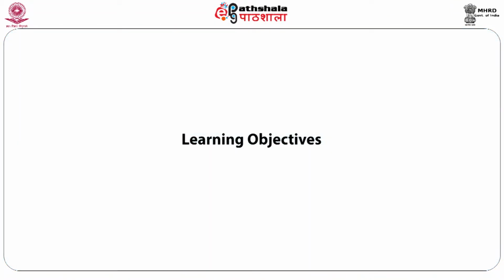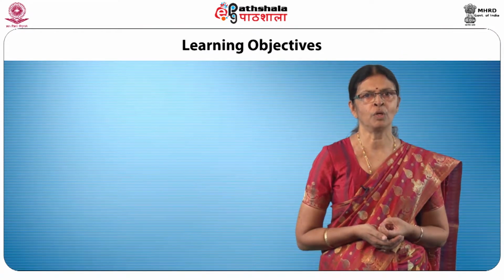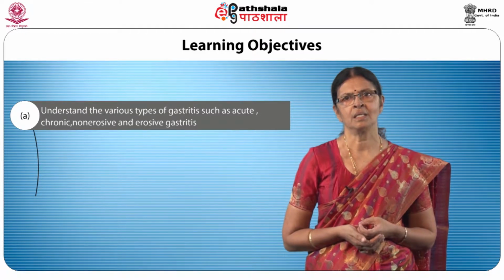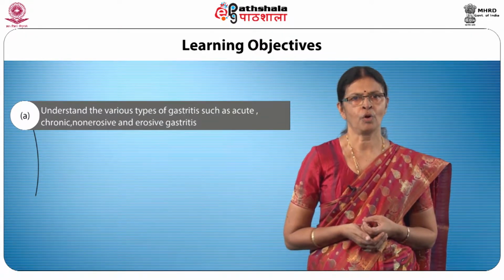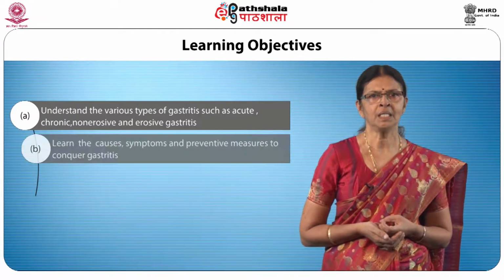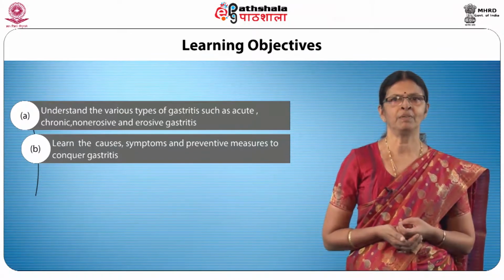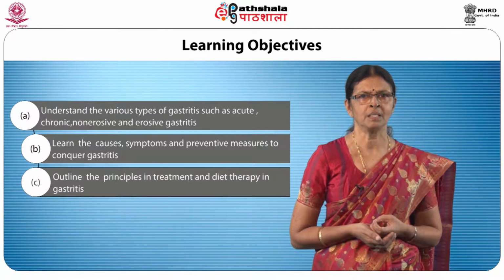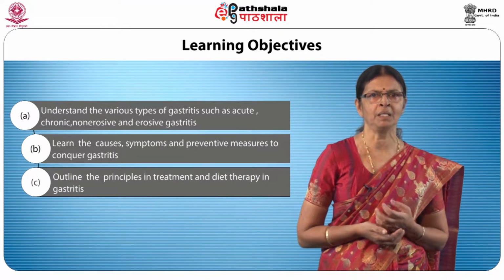Now, shall we go through the next module on gastritis, which is closely associated with the problem of peptic ulcer. After going through this module, you will be able to understand the various types of gastritis such as acute, chronic, non-erosive and erosive gastritis. Learn the causes, symptoms and preventive measures to conquer gastritis. Outline the principles in treatment and diet therapy in gastritis.